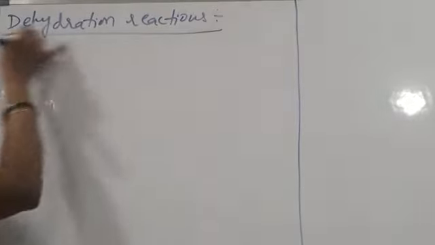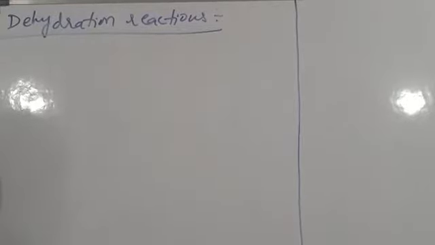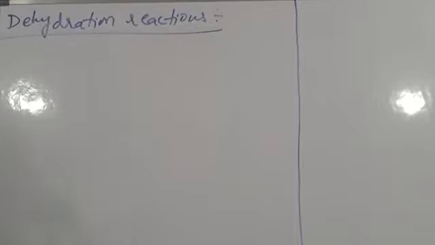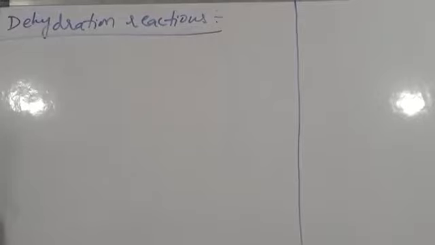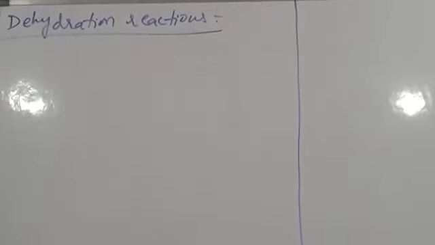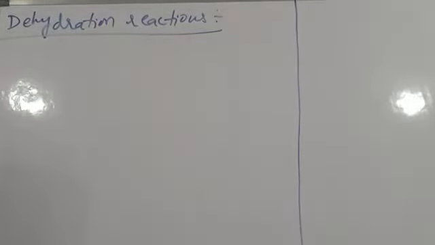Next to dehydration reactions. So alcohols undergo dehydration. Dehydration means removal of water molecule, in presence of dehydrating agents like concentrated sulfuric acid and alumina, and also phosphoric acid. In the dehydration of primary alcohols, general dehydrating agents are concentrated sulfuric acid and alumina.